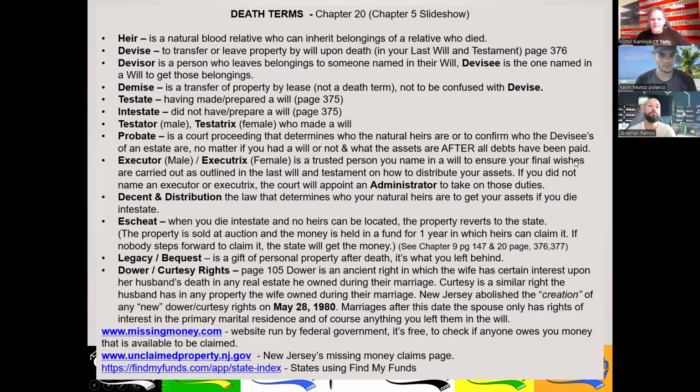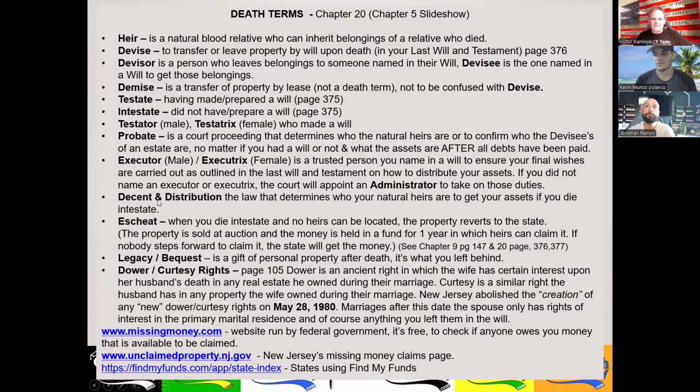Now, if you did not name an executor or an executrix in your will, the court will appoint an administrator who's usually going to be an attorney, but not necessarily. It could be that you just forgot or didn't know to name somebody in your will, and you have a family member that's willing to do it. The court could appoint them. But if you don't name somebody in the will, a judge is going to appoint somebody to make sure your final wishes are carried out according to the will. And in exchange, they get 10% of whatever your assets are. The court or the person? The administrator.